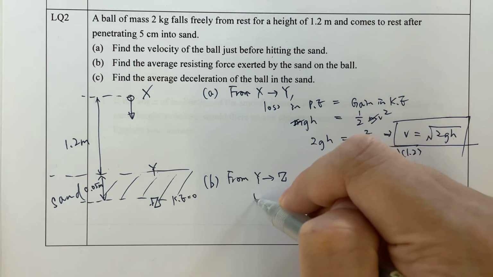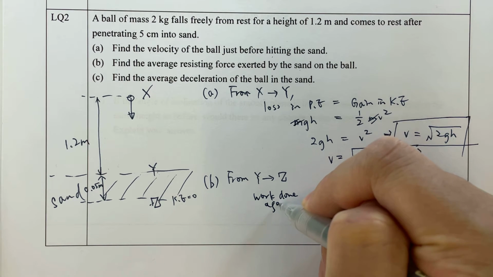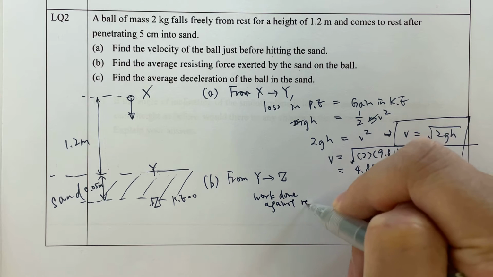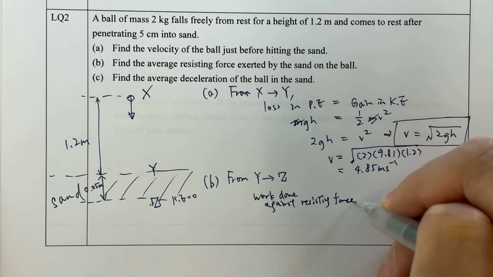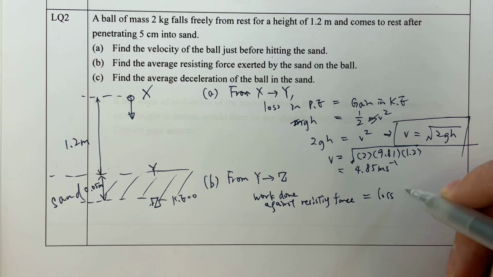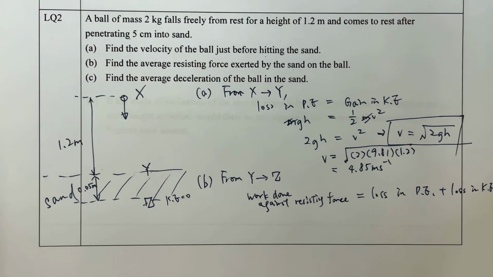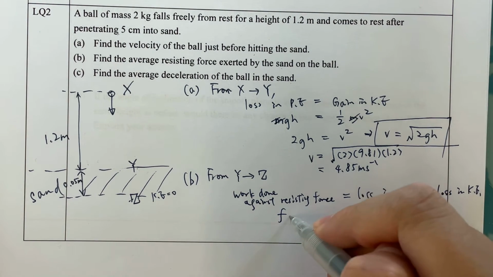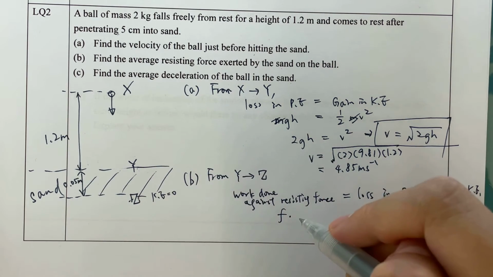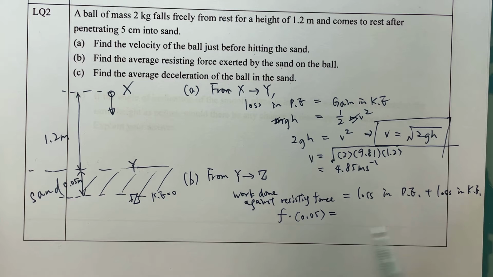And those losses of energy are from the work done against friction. So we may write down work done against resisting force should be equal to loss in PE plus loss in KE. Okay, so we may just put everything into the equation. So the friction times the distance traveled, 0.05, which is equal to the loss in PE.